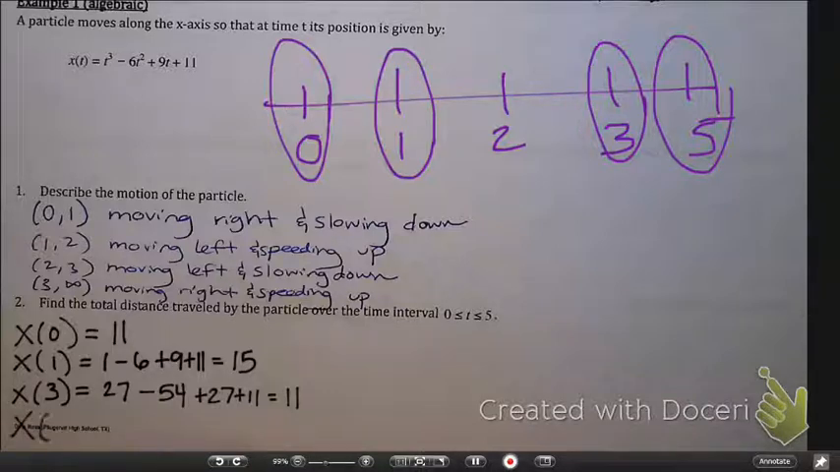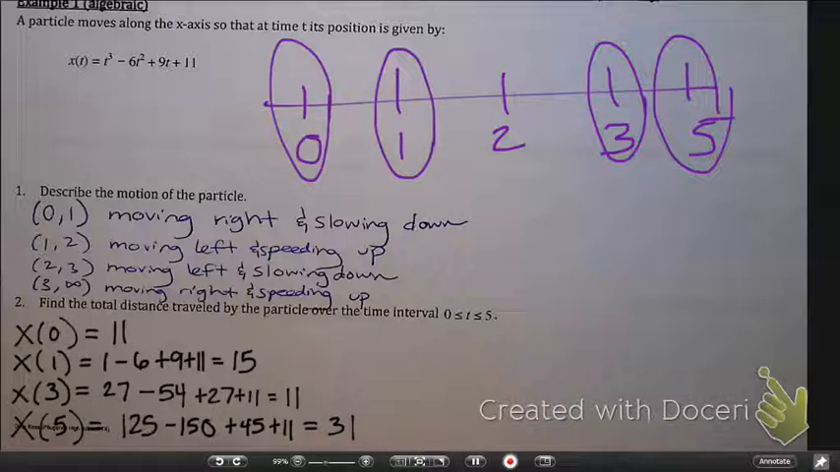And last but not least, our last endpoint, the final position, x of 5. Is going to be 5 cubed, that's 125, minus 6 times 5 squared. So 5 squared is 25. 25 times 6 is negative 150. Plus 9 times 5, that'd be plus 45. And then plus 11. 125 minus 150, what is that? Negative 25. Negative 25 plus 45 is 20. 20 plus 11, 31. 31.